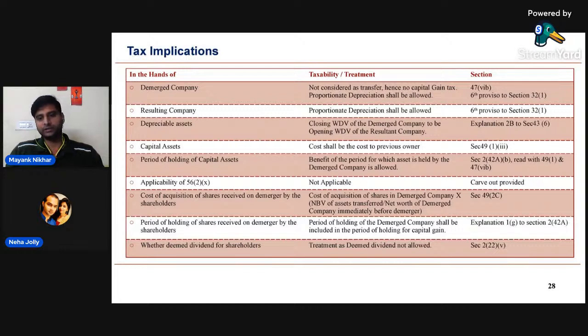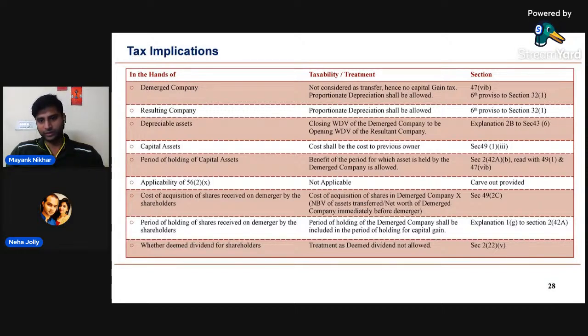How do we find that? The formula has been prescribed. We'll have to follow the formula. So, cost of acquisition of shares in demerged company multiplied by net book value of assets transferred divided by net worth of demerged company immediately before demerger. So this ratio into the cost of acquisition of shares becomes my cost of acquisition. Period of holding again shall be included.